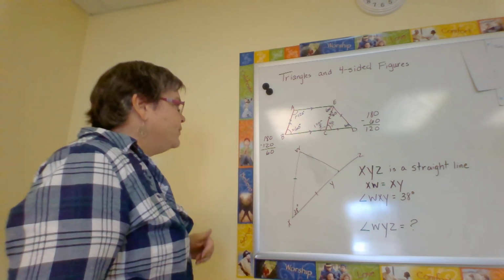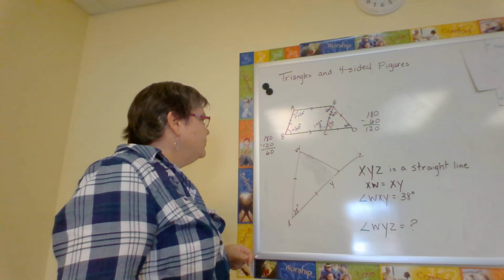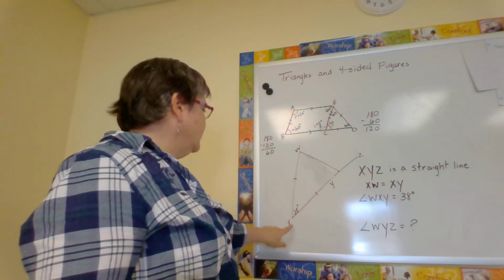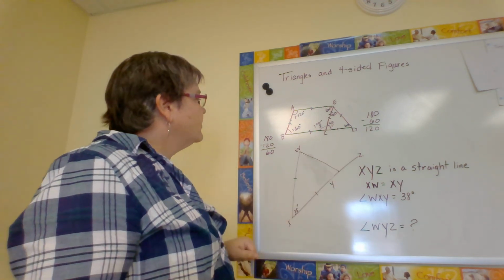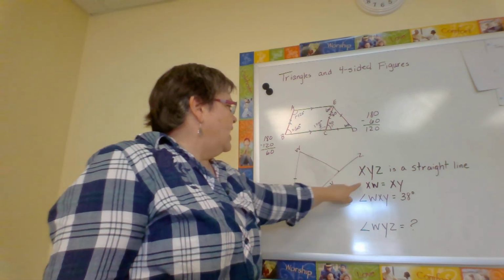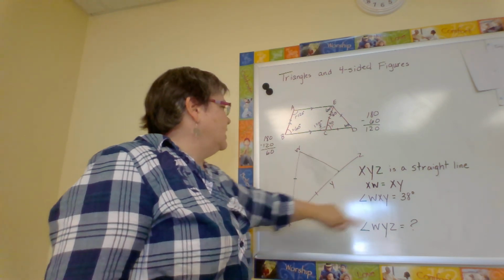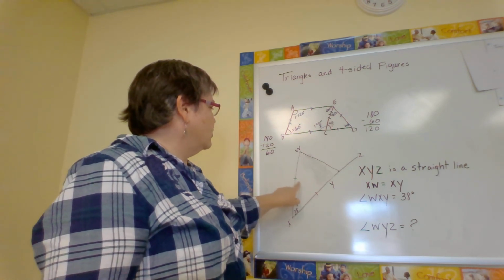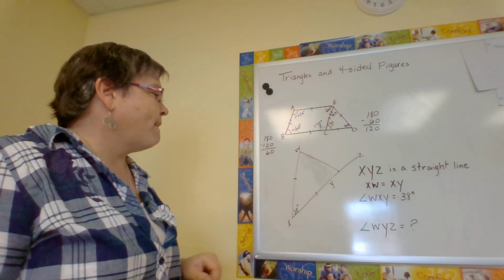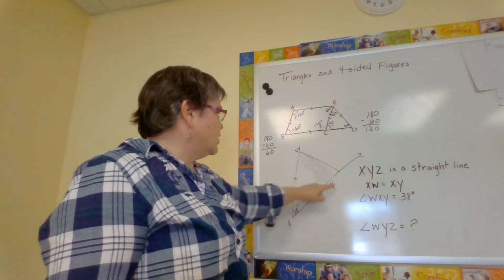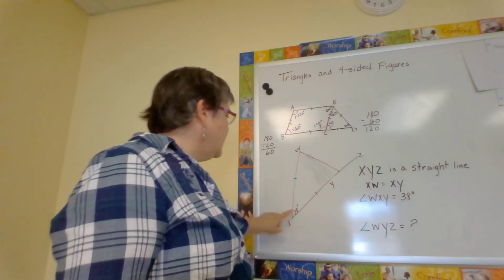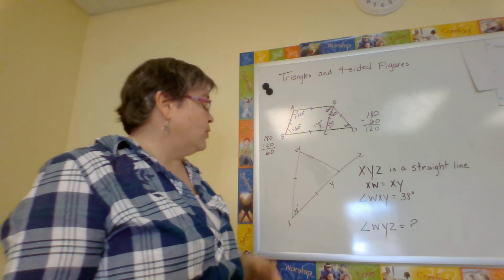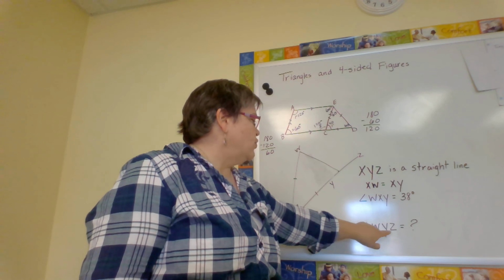So let's look at this figure. You are given that XYZ is a straight line. So this is a straight line. I am also given that XW, this line, and XY, this line, are equal. So I have my little crossbars there to say they're equal. I also know that angle WXY is 38 degrees, so I put that there. They want me to find out what angle WYZ is.